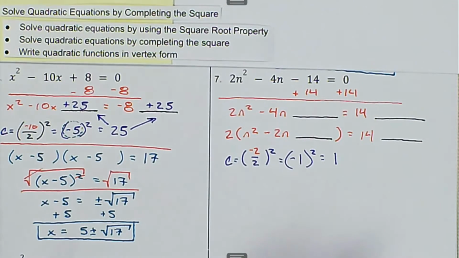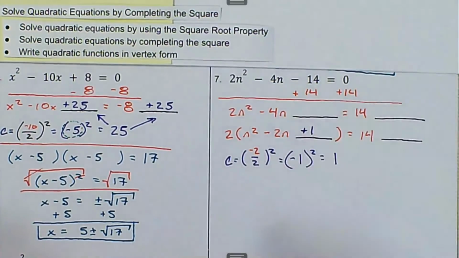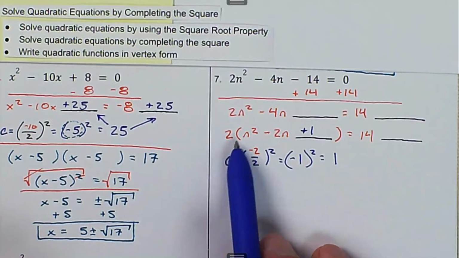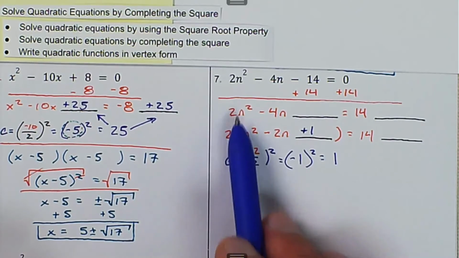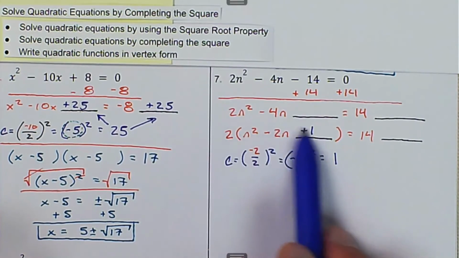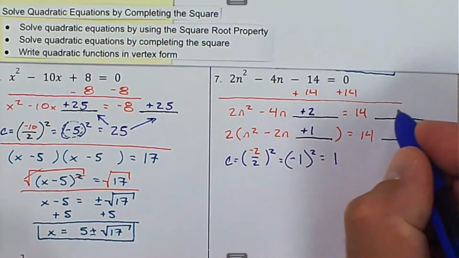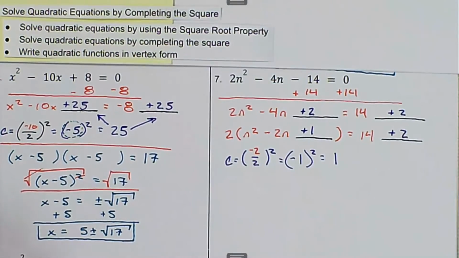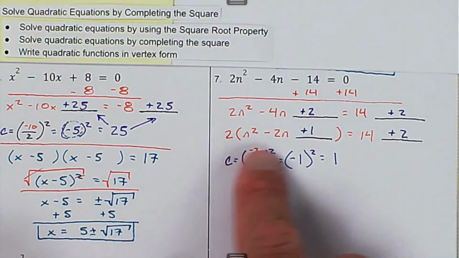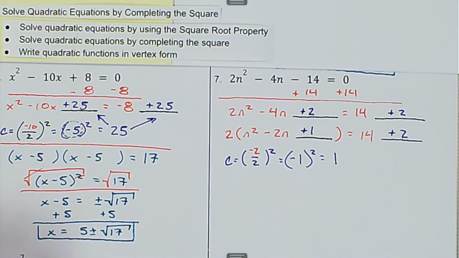So here's a little bit of a trick that we haven't dealt with yet. If we add 1 here, that's 1, but it's inside this parentheses, which has a 2 out front. So if we distributed the 2 into the parentheses, we get 2n squared minus 4n, and it would be plus 2. So really, we're adding plus 2 to both sides of the equation. But now we have it in a form where we have our trinomial that we can find the perfect square for that trinomial.